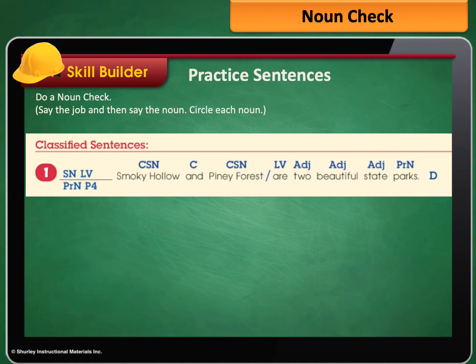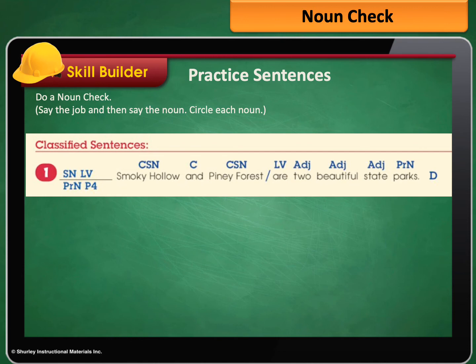As they scan the sentence from left to right, looking for noun job labels, students must decide whether the word beneath it is a noun or a pronoun. If it is a noun, it will be circled. If it is a pronoun, it will not be circled. Let's take a look at this Pattern 4 sentence and recite the noun check together.